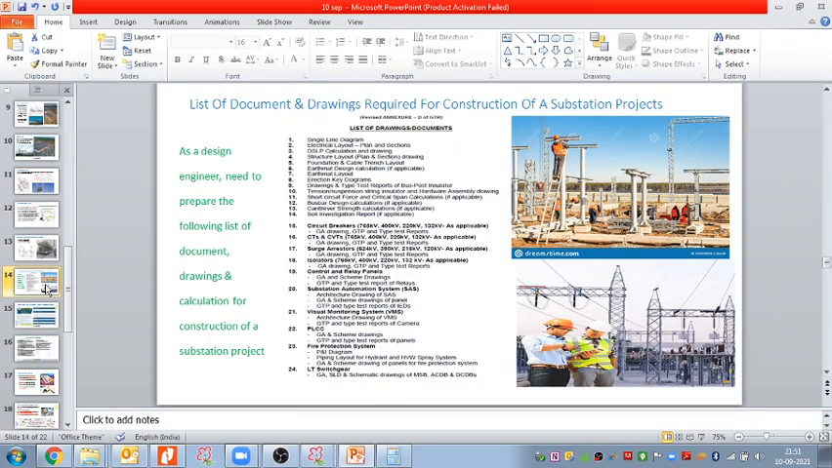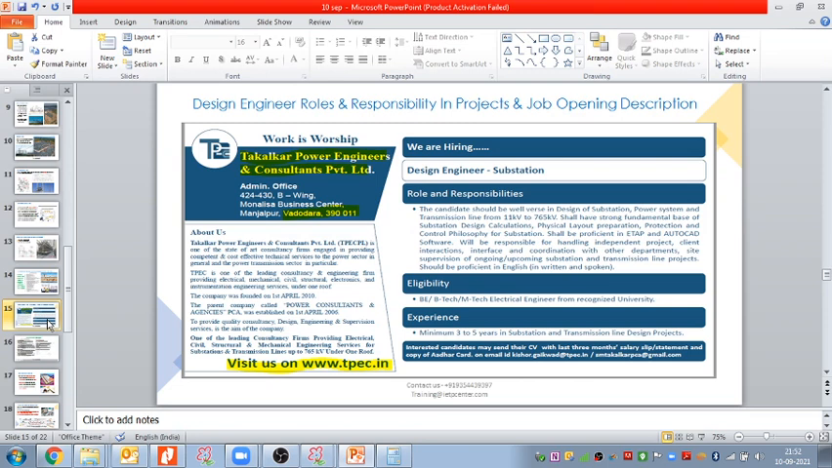Now let us move on to when any job opening comes in the market. What are the roles and responsibilities desired by companies, and what is the JD, the job description, that comes in the market for the design engineer? I have taken some snapshots of some JDs by companies so that we can have a look at that JD, and in line with that JD we can do our preparations.